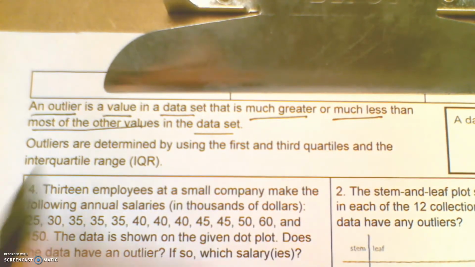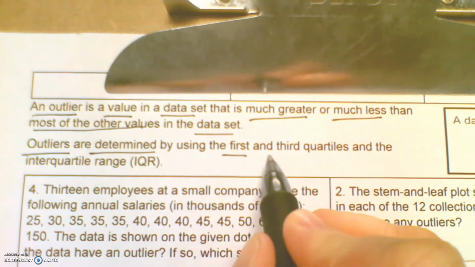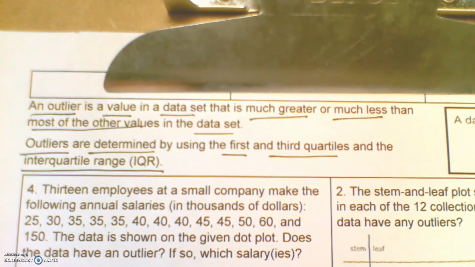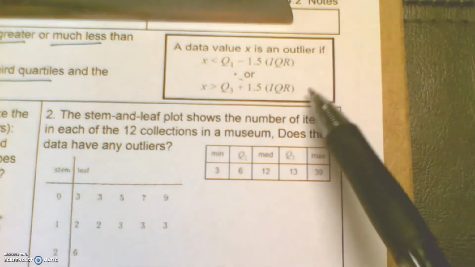We determine outliers using three things. We need the first and third quartiles and your interquartile range. We also have some formulas we're going to use. A data value X is an outlier if X is less than quartile 1 minus 1.5 times the interquartile range, or X is greater than quartile 3 plus 1.5 times your interquartile range.